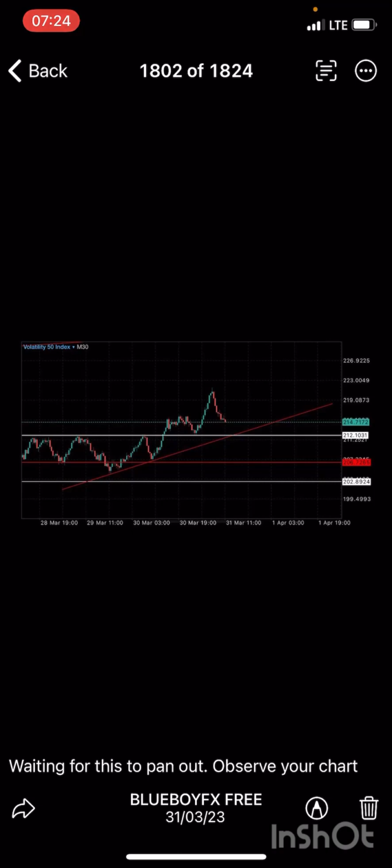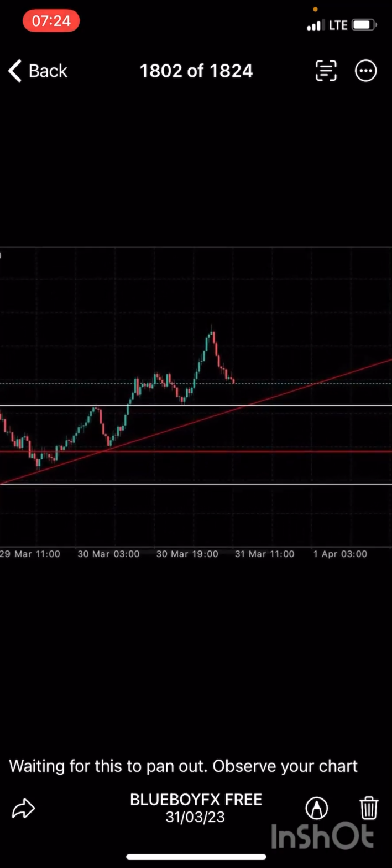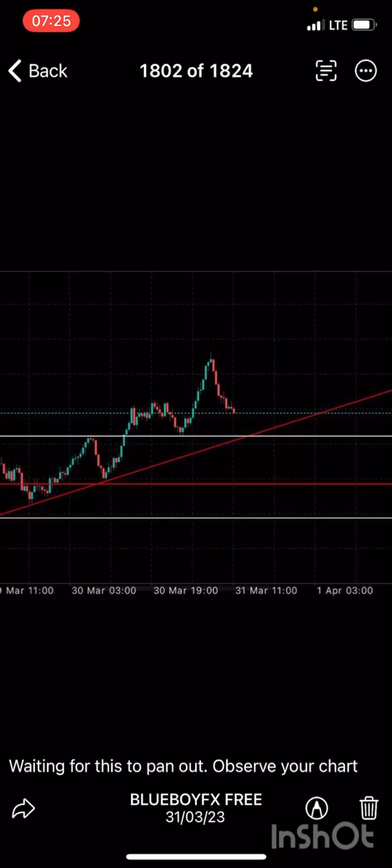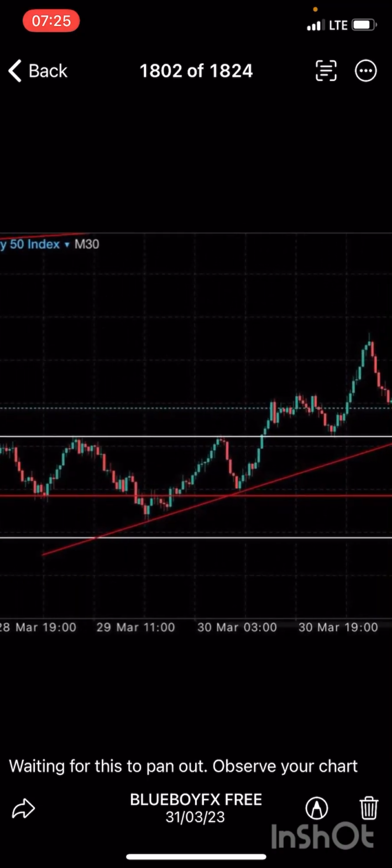So this was the VIX 50 one of those days. I told them that we should wait for it to pan out because I wanted the market to keep dropping. I wanted it to keep dropping because this market actually is for a buy. It is an uptrend, so we look for buying entries. You see that white line above there happens to be a support, and it's a zone.